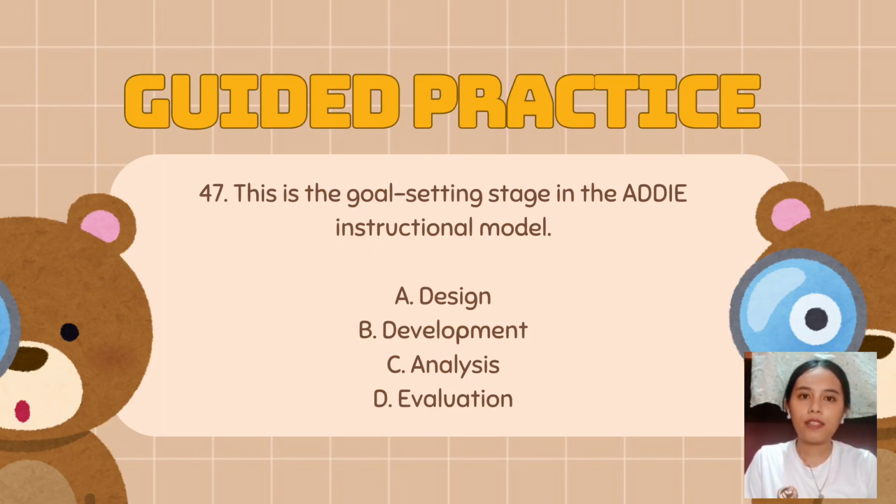Number 47. This is the goal-setting stage in the ADDIE instructional model. A. Design, B. Development, C. Analysis, or D. Evaluation. The answer is letter C.